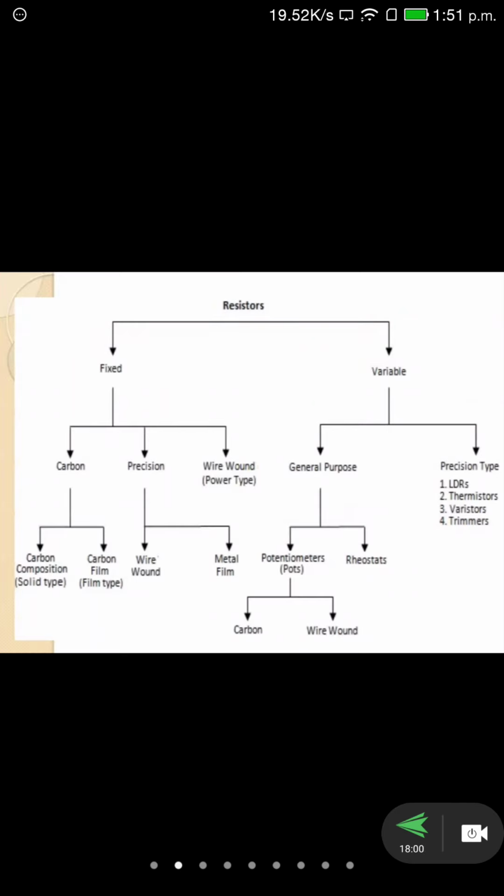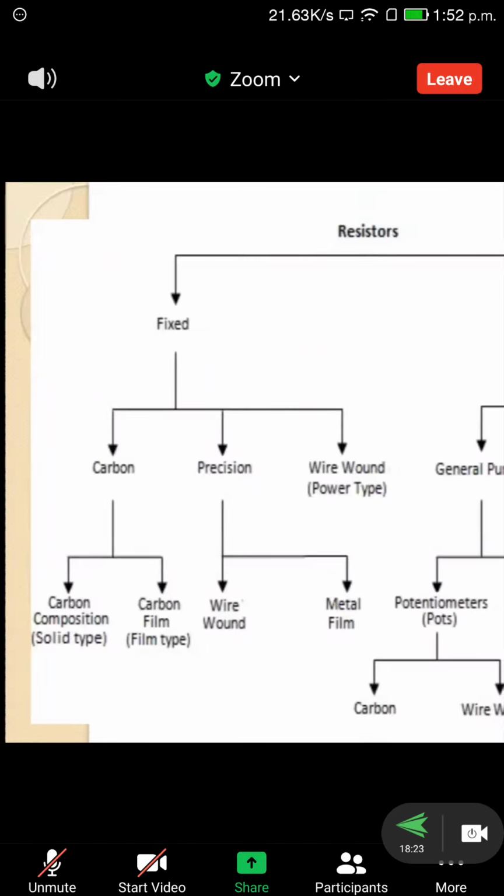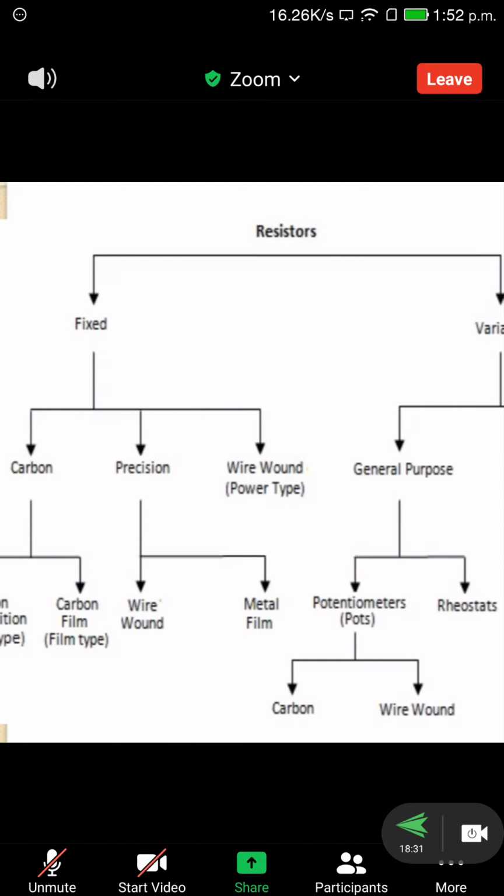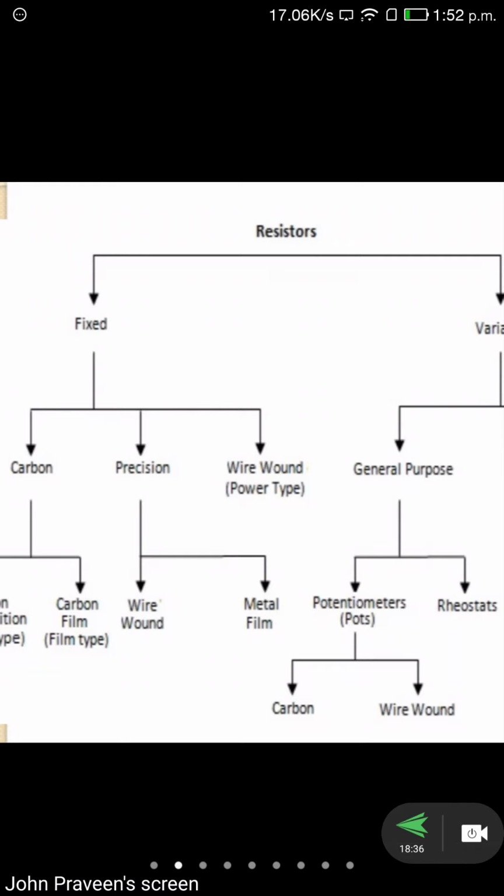Precision resistors are divided into two types: wire wound and metal film. The wire wound is simply a resistive material like a wire wound around an insulating material, which is called a wire wound resistor. Second, metal film. The film is made up of a metal composition, so the resistivity of the material comes from a metallic structure. Those make a resistor called a metal film resistor.